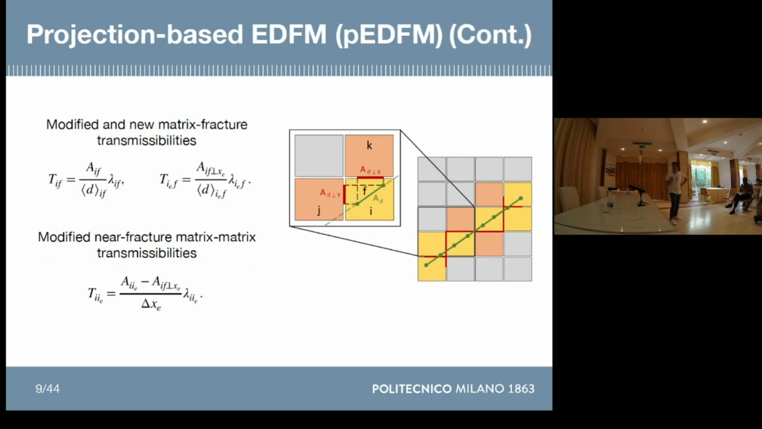So these are the expressions of the new matrix-fracture transmissibilities, and that's the modification of the matrix transmissibility, where we see that we have this new term, the projected areas that go into this new matrix-fracture transmissibility, and they are subtracted from the near-fracture matrix transmissibility, so that when a fracture entirely cuts a matrix cell, then this quantity eventually goes to zero.